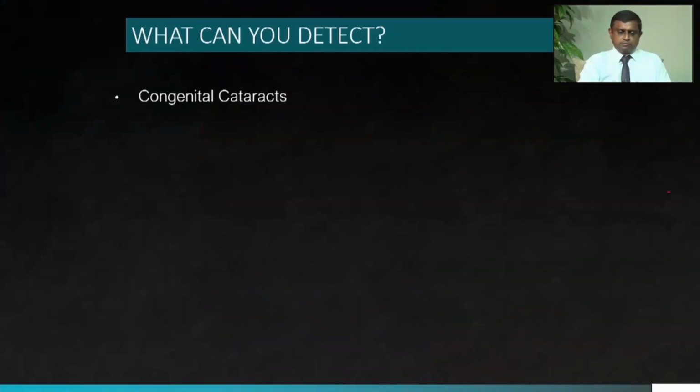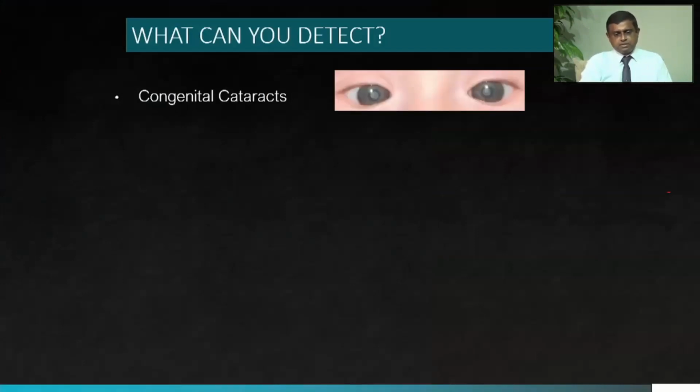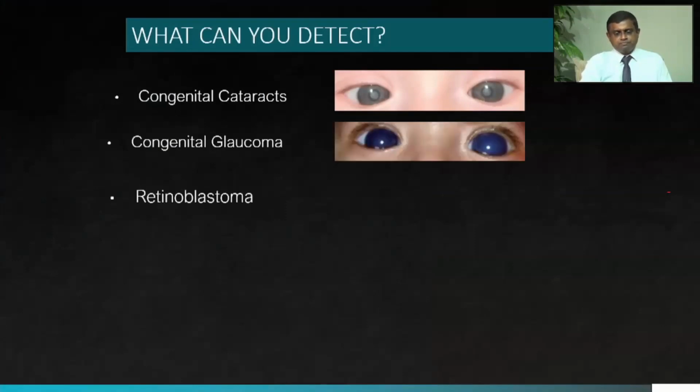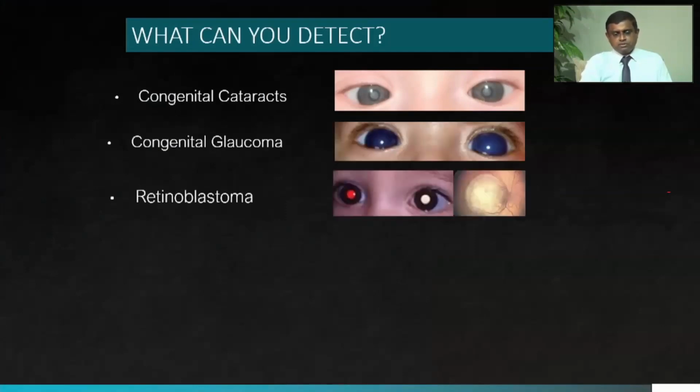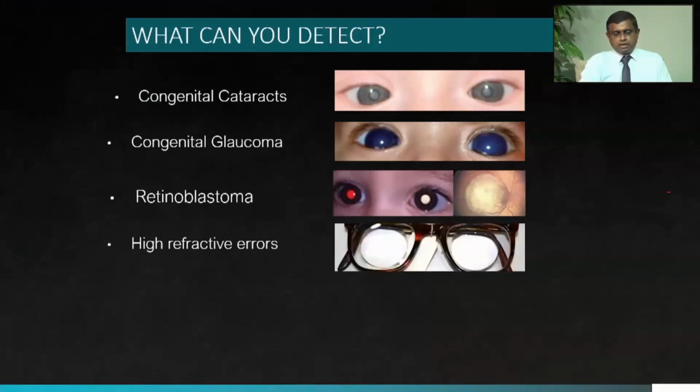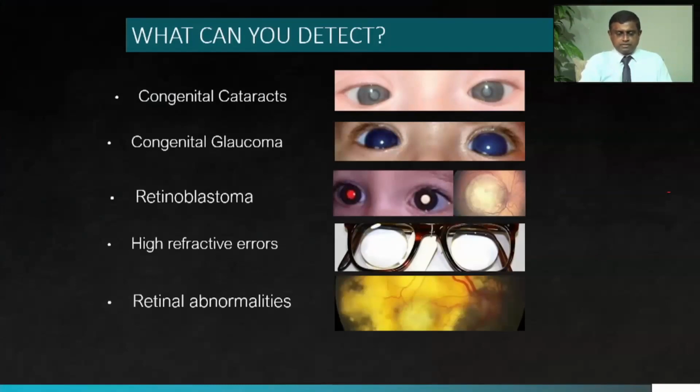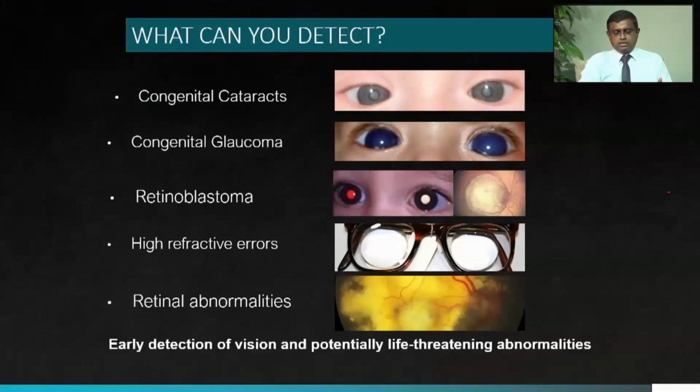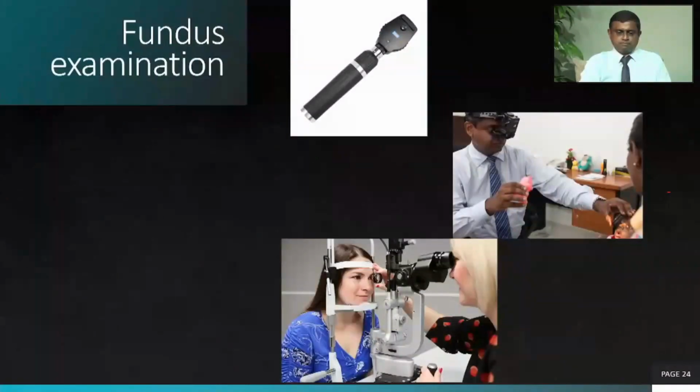So you can suspect, it's not a diagnostic test. To diagnose conditions, you need to do further testing. So you can suspect congenital cataracts, congenital glaucoma, retinoblastoma, abnormal refractive errors, and certain retinal abnormalities. So this is a very effective way of early detection of vision-threatening and potentially life-threatening abnormalities.